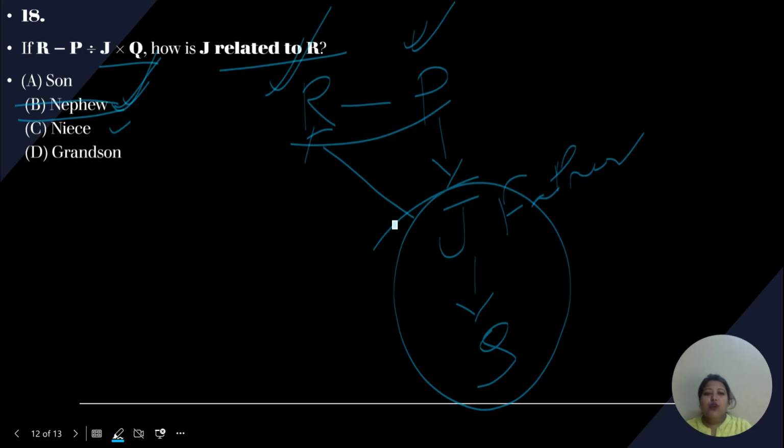We could have avoided this last portion, but just because there were nephew and niece both in the options, you have to check. If only nephew was in the options, we could have avoided it. No need to think about how J is related to Q. But just because both nephew and niece were given in the options, you have to check whether J's gender is male or female. That is the reason, that's it. So it was nephew.